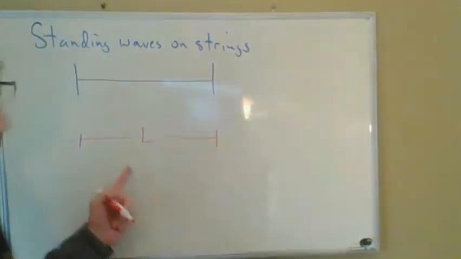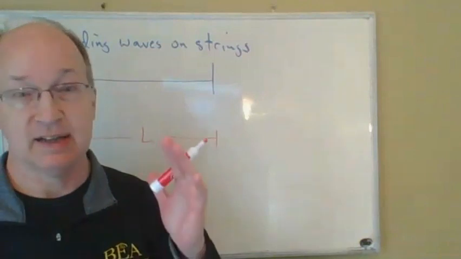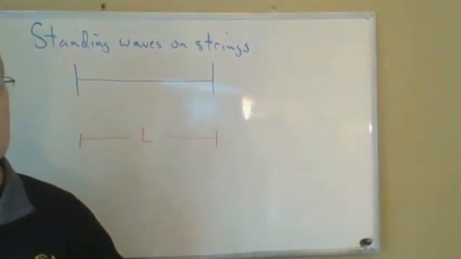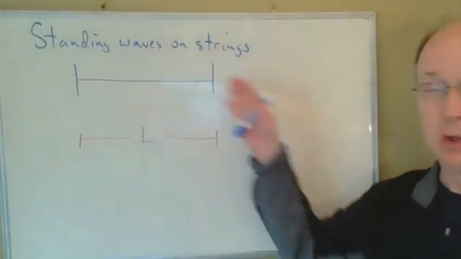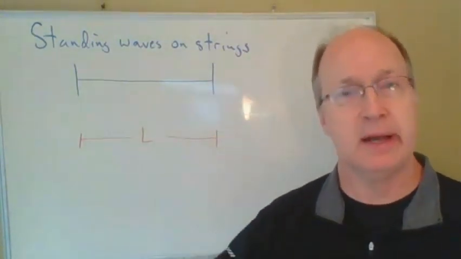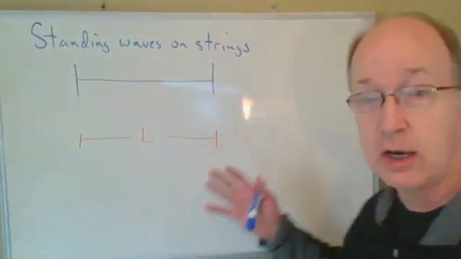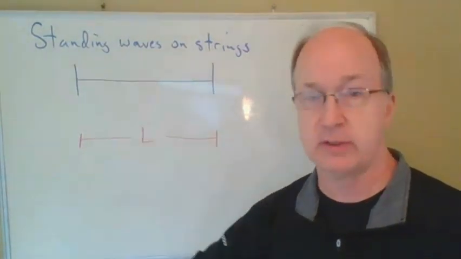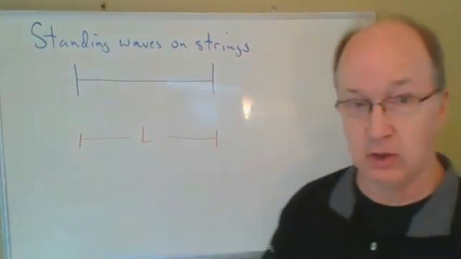Now, that L could be anything, right? If it's a ukulele, it's a relatively short L. If it's a violin, it's a relatively short L. If it's a guitar or a viola, it's longer. A cello, a bass, still longer. But this L represents how long this string is. And we want to leave it as L because we want it to apply to any situation. We want it to be generic or general in nature. So we're just going to talk about strings that are L long. That could be a meter, half a meter, 3 meters, whatever. All right, so we have a string here that is L long.